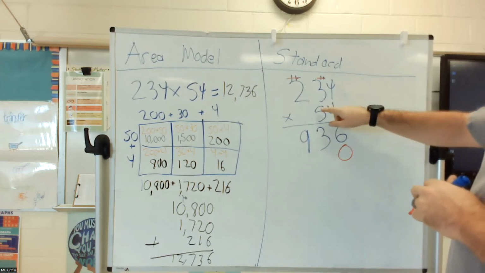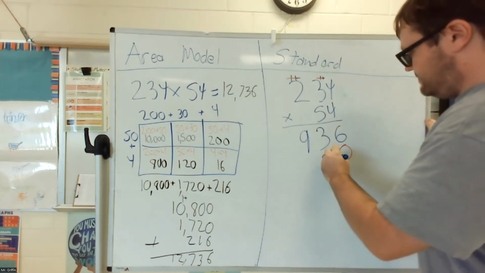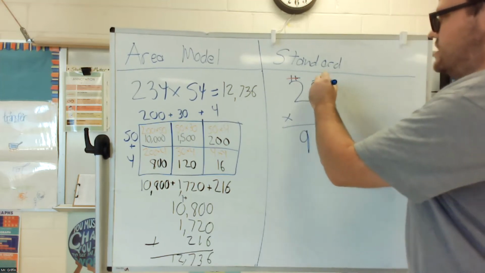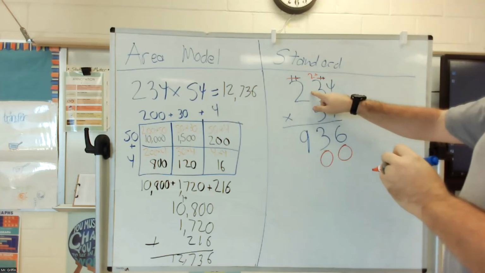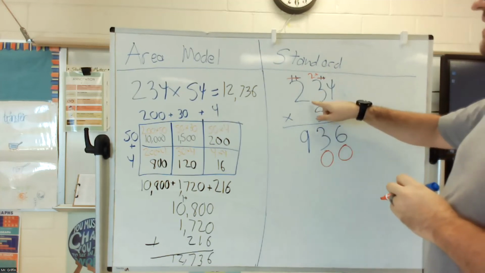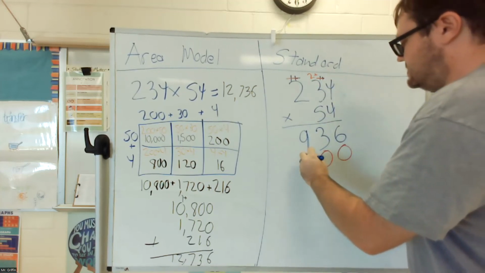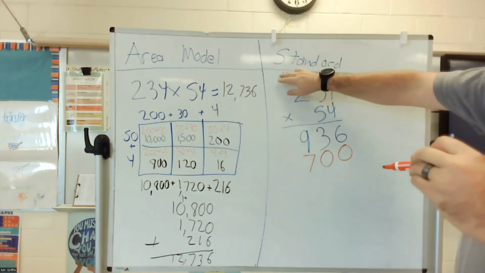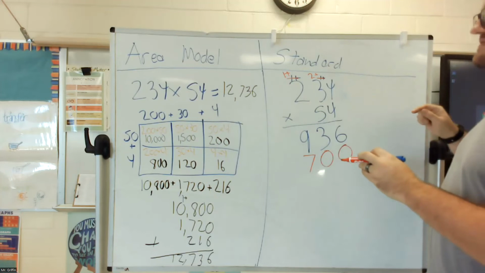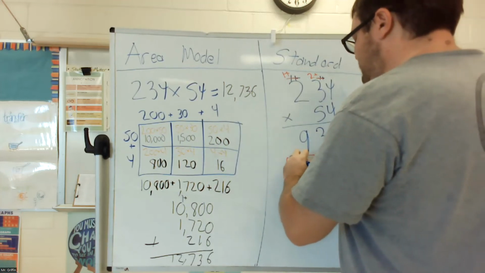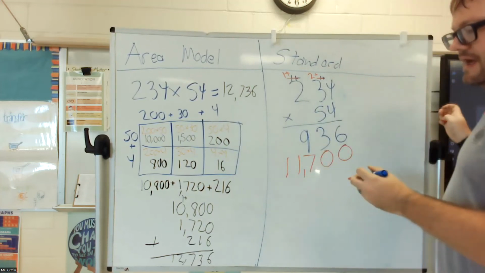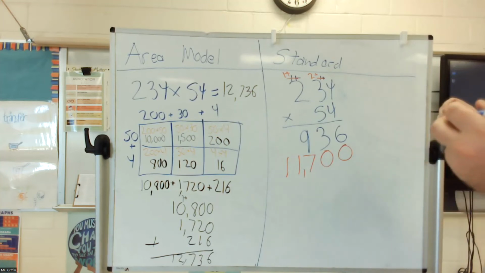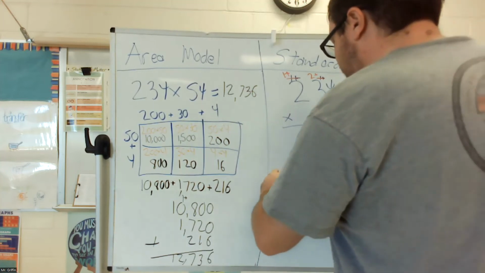All right, so now 4 times 5 is 20. Carry the 2. 3 times 5 is 15. Plus 2 is 17. Remember, I'm regrouping. That's why I'm taking that 1 and taking it to the top. 2 times 5 is 10. And that makes 11. Now let's see how I did today. A little nervous.